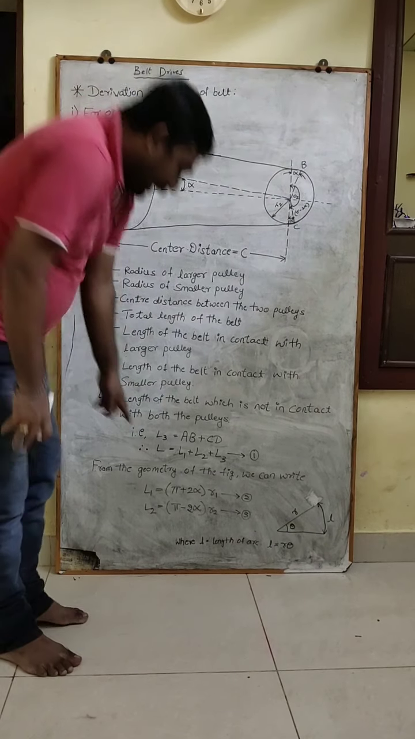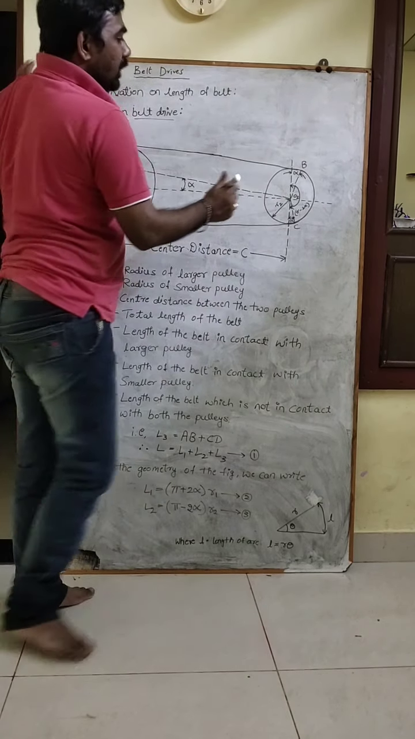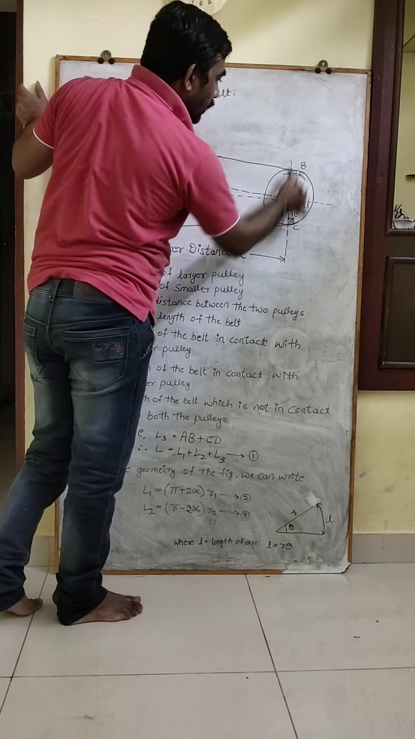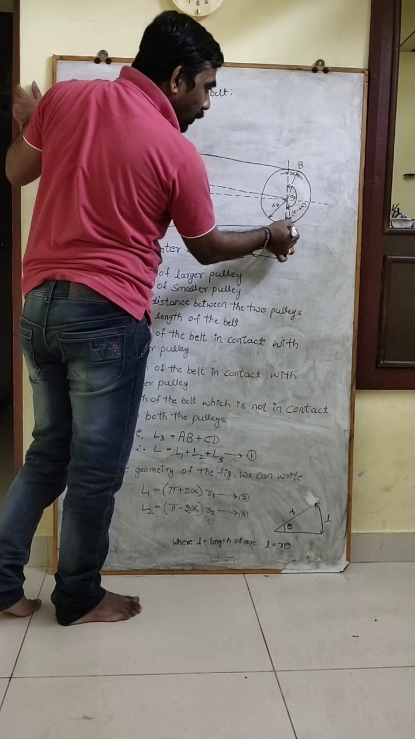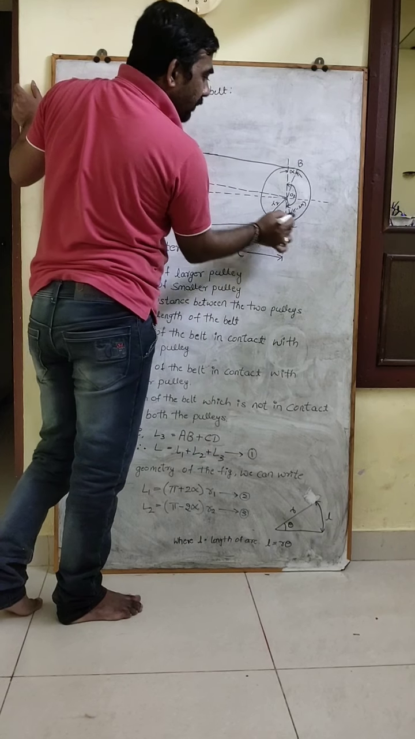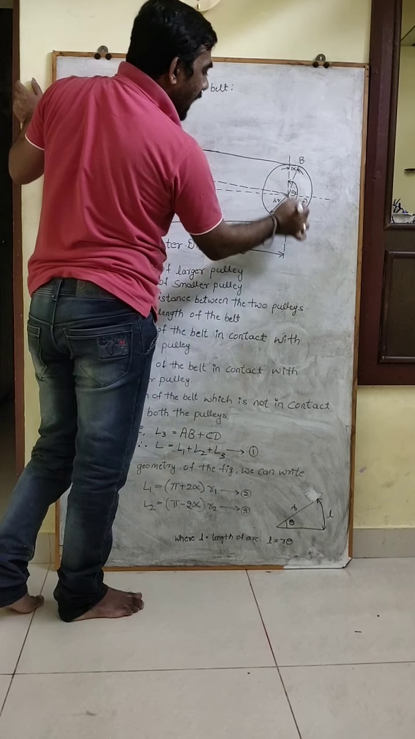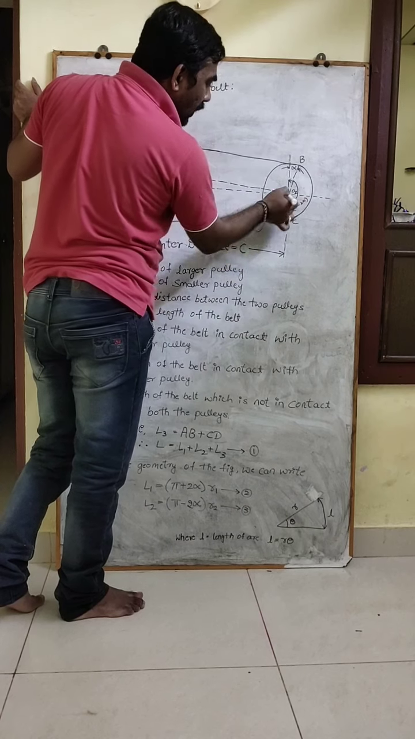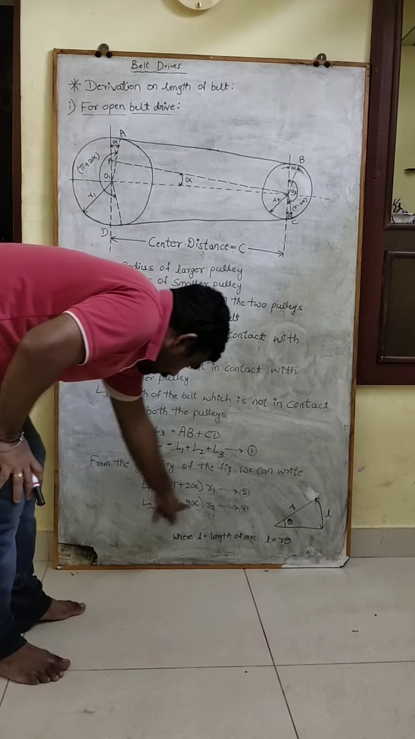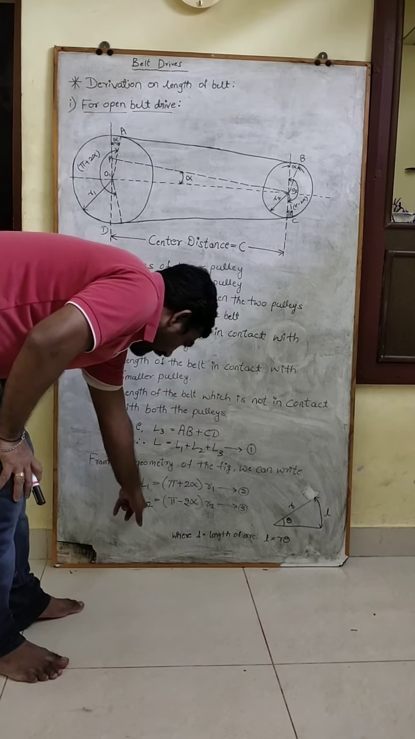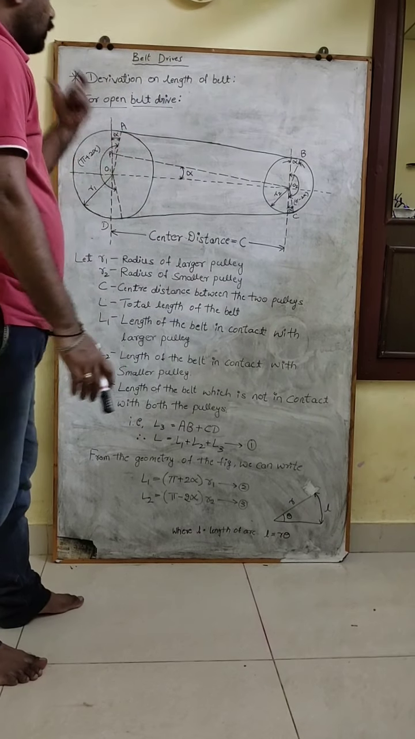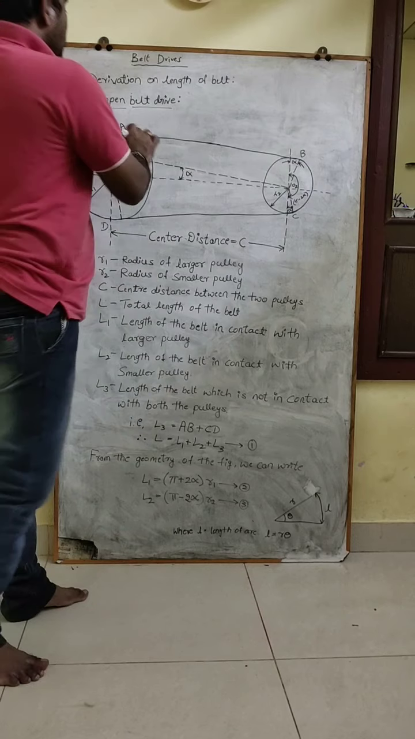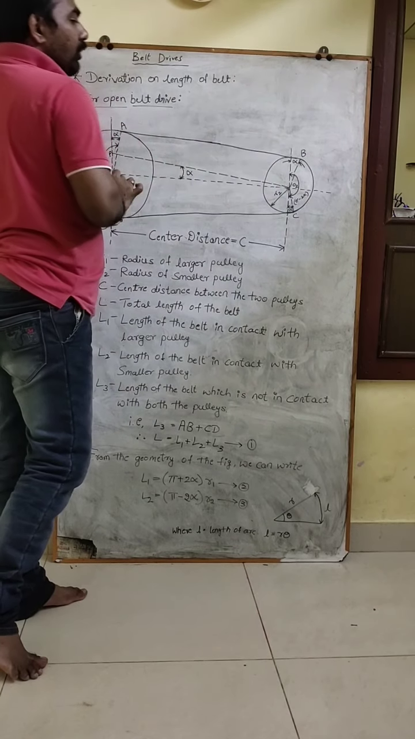Similarly, L2. Just look at this one. This is pi. Up to here, L2 is pi minus alpha, meaning pi minus 2 alpha, into R2. So L2 equals (pi minus 2 alpha) into R2. This is the length of the belt in contact with the smaller pulley. Next, we find the length of belt which is not in contact with either pulley, that is L3.